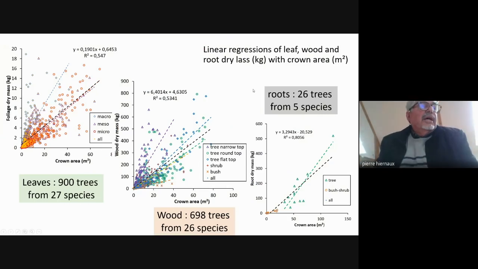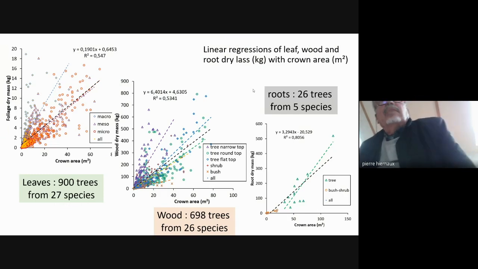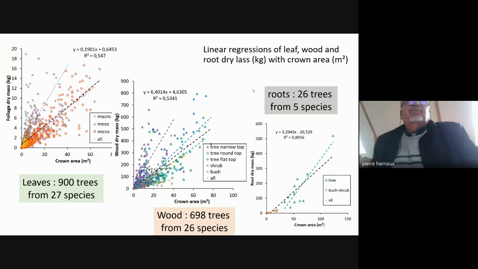In total, we had measured the leaf mass on 900 trees from 27 different species on the left side. For the wood, we had a bit less, 698 trees from 26 species. And for roots, you can imagine it's much more laborious. We had only 26 trees from 5 species.